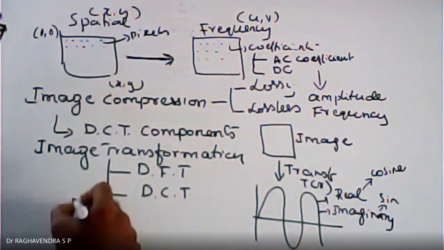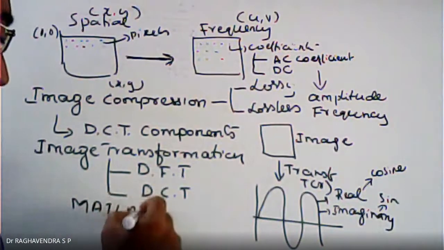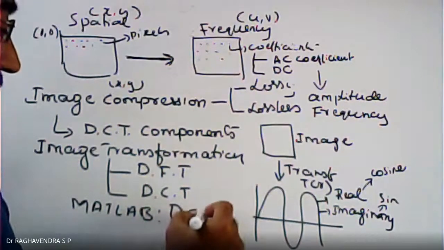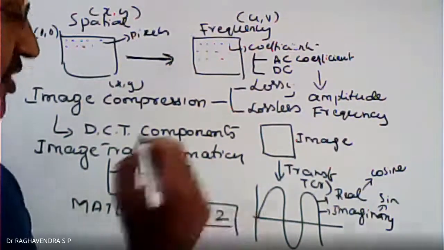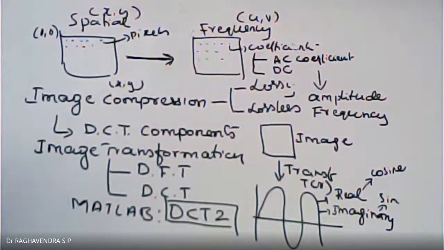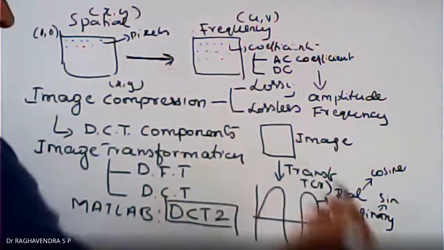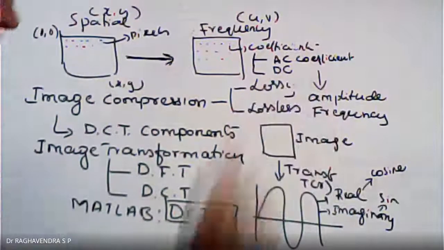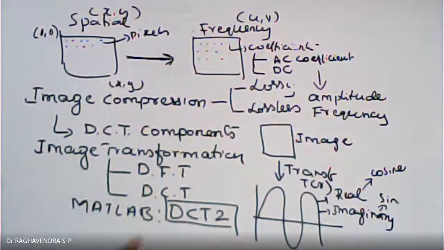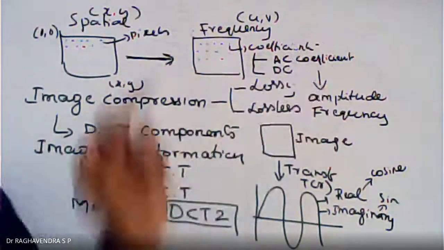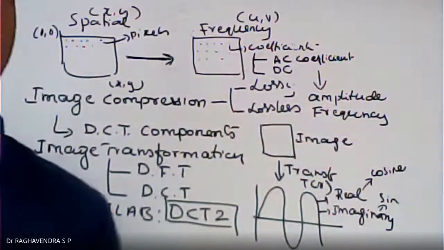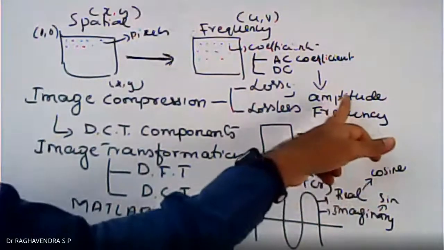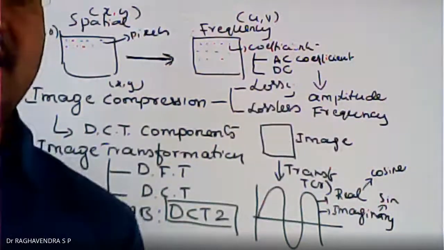And in Matlab, we have a function called DCT2. What is this DCT2? Discrete cosine transformation, two-dimensional. Two-dimensional means that if you consider any image with two components, the x and y components, we can apply the DCT function. This is the built-in function in Matlab, through which we can identify the different coefficients, in particular the DC coefficients with respect to the intensity values, as well as amplitude and frequency. All these things we can find out.